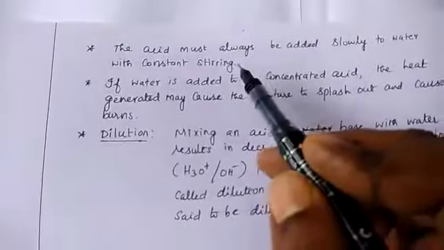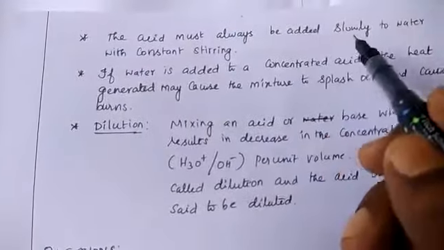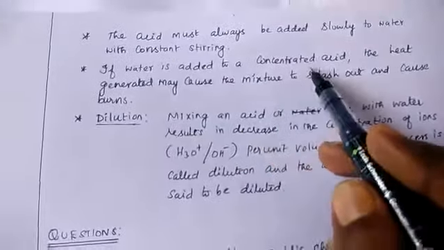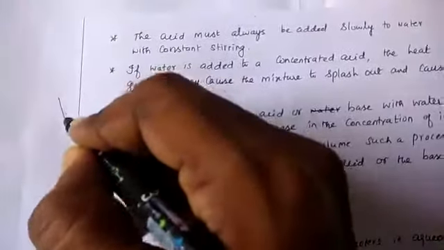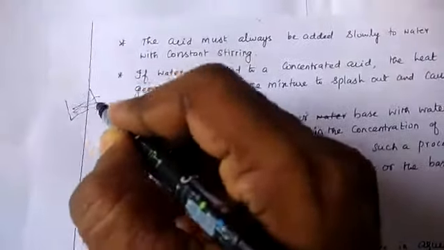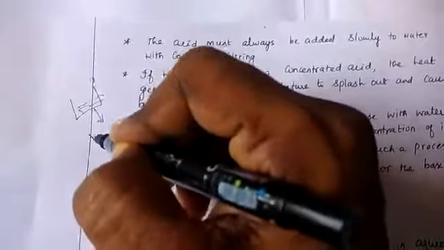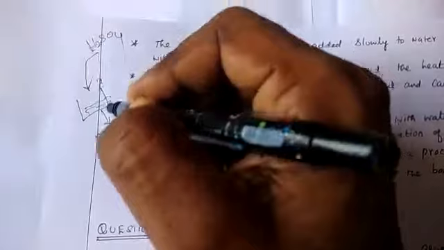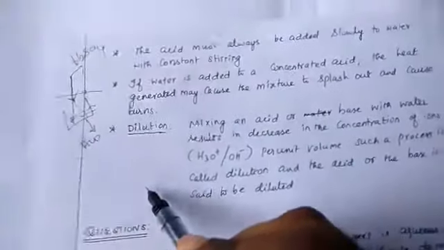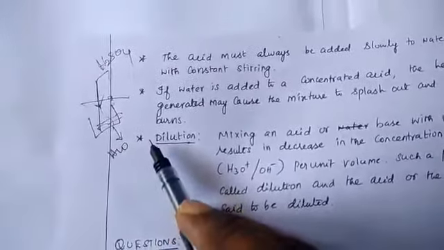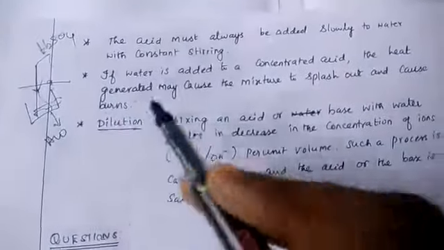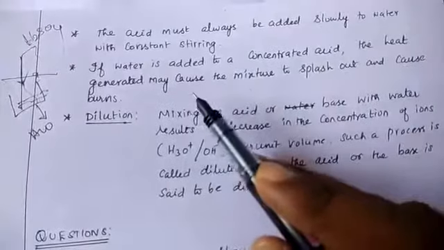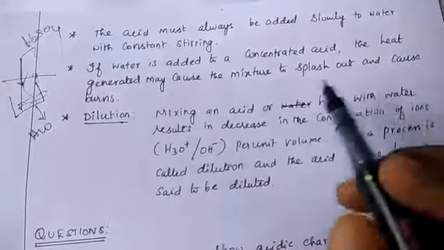The acid must always be added slowly to the water while stirring. If water is added to the concentrated acid, that is, in a beaker with water, you add the sulfuric acid, this is the wrong method because high heat is released. This high heat splashes. If water is added to the concentrated acid, the heat generated may cause the mixture to splash out and cause burns.